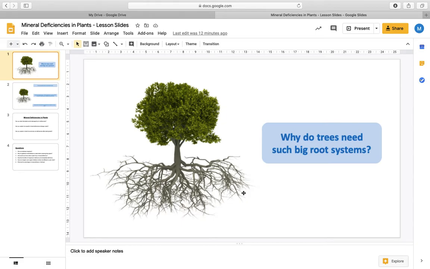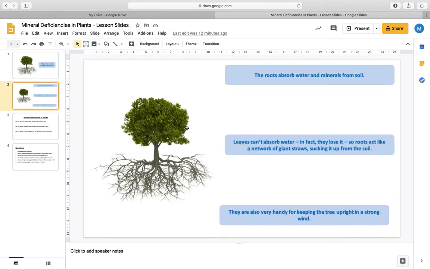Okay, so you should have had a think about why trees need such big root systems. Now, essentially, the roots are important because they absorb water and minerals from the soil. Leaves can't absorb water, they can only lose water. Therefore, it's important that trees have these roots to keep absorbing water and minerals. They're also very handy for keeping the tree upright in strong winds. We say that it keeps plants anchored.